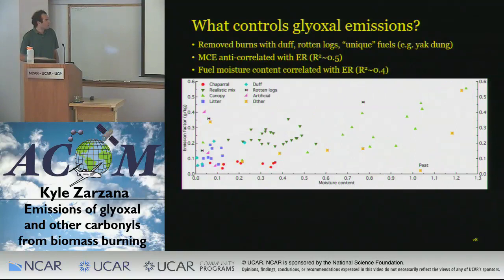For fuel moisture, this is all the fires versus fuel moisture. And if we look at just a subset, the same subset as before, we see a decent correlation between moisture content and emission factor. This also isn't super surprising. Fuels that are wetter tend to have a lower MCE just because they smolder more. And so it's hard to tell whether it's MCE that's driving this correlation or moisture content.